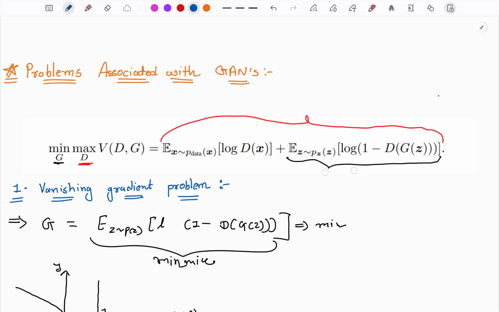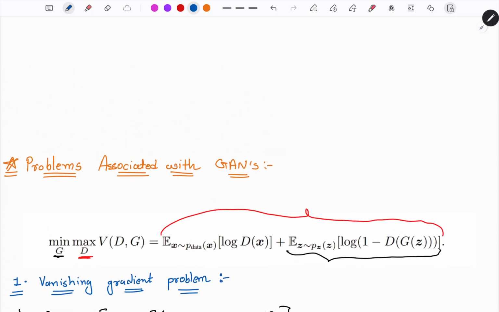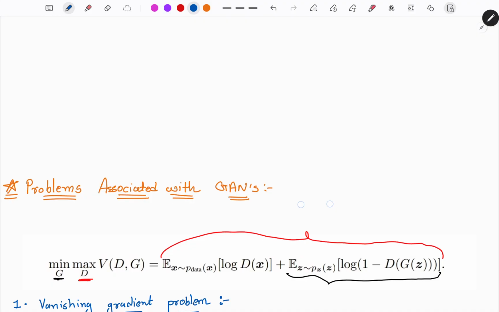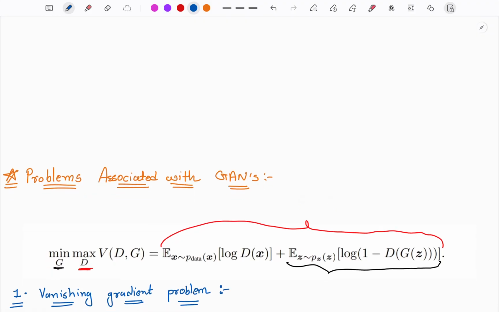The topic of today's video is that we are going to discuss some of the problems associated with the initial GAN networks. Nowadays there are many refinements and a lot of versions of the GAN available in the market. Some of the problems I am going to discuss in this video are already solved by some of the latest versions of the GAN.